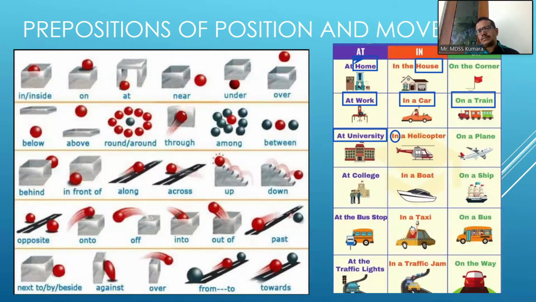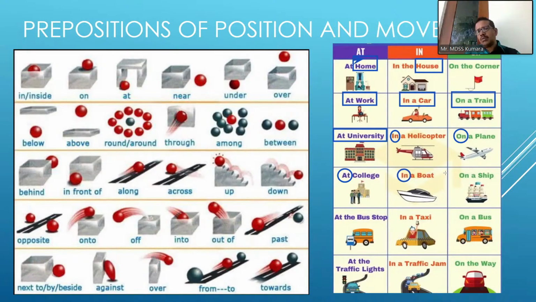But for a large airborne vehicle like a plane, we don't say we are traveling in a plane. We say we are traveling on a plane. Similarly, you can say we are at college, just like when we say we are at the university. Then for a small kind of waterborne vehicle like a boat, you can use the preposition in.